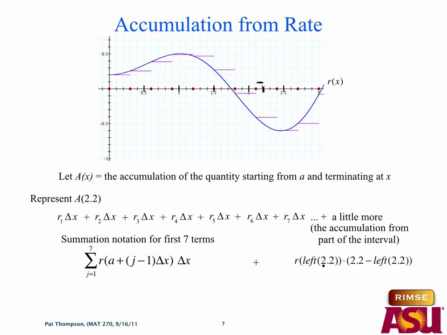So 2.1 is the left endpoint of the interval containing 2.2. And so R of 8, or R of 2.1, could also be thought of as R of left of 2.2. And 2.2 minus 2.1, well, that 2.1 was the left endpoint of the current interval. So computing the change in x in the current interval can be done by taking the current value of x and subtracting off the leftmost endpoint of that interval.